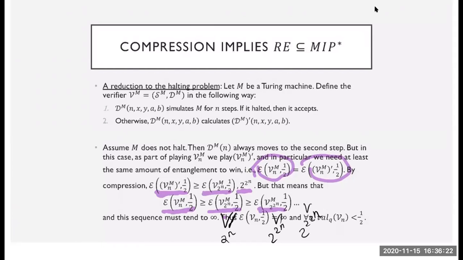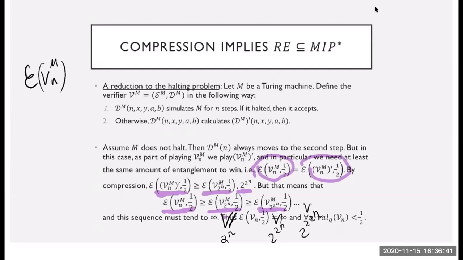Wait, why is the first one bounded from below by 2 to the n? Okay, so there is some ping pong thing here. Okay, so there is this E of Vn. This is large n.